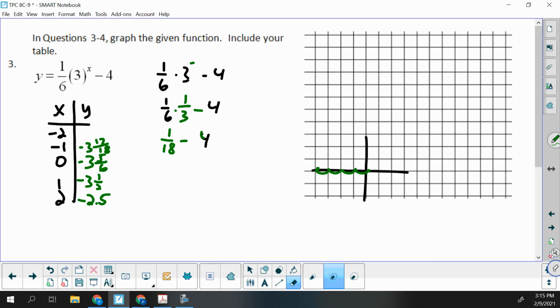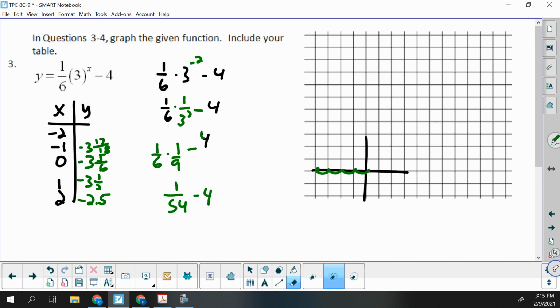And then our last one, if we put in negative 2, that's going to be 1 over 3 to the positive 2. So this will be 1/6 times 1/9 minus 4. Oops, I don't know why I wrote 9/9. 1/9. 1/6 times 1/9 is 1/54 minus 4.